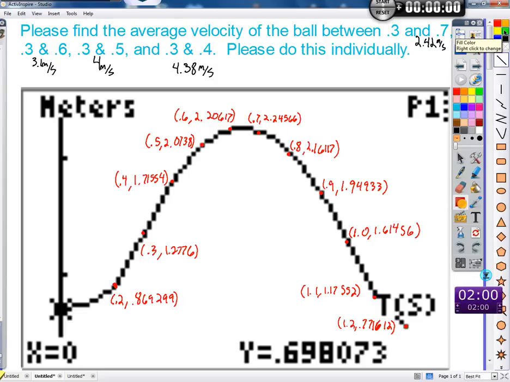What are we really finding when we calculate this velocity right here, or this velocity, or whatever? What are we finding on the graph? We're finding like a straight slope. Straight slope between two points.